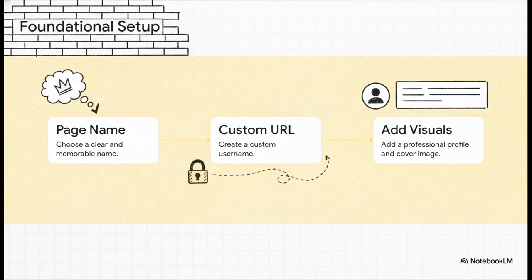This is the absolute bedrock of your page's identity. First up, choosing a clear and memorable page name. Now is definitely not the time to be super clever or cryptic. Clarity is what actually drives searchability. Then, you've got to create a custom username, which dictates your URL. And honestly, this isn't just about looking neat and tidy. A custom URL acts as a massive trust signal to the algorithm. It establishes your precise address on the web. It makes it infinitely easier for people to tag you and for search engines to properly index you.